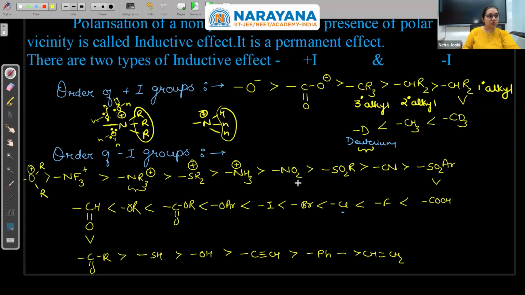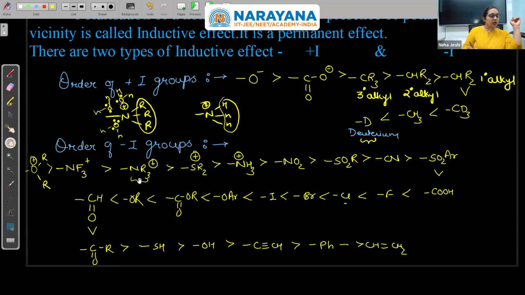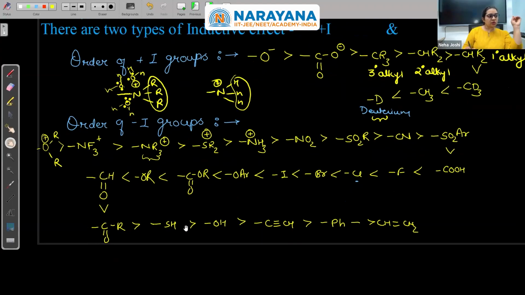Then comes the nitro, SO2R, cyano, SO2Ar. Ar means aryl; C6H5 you can put in place of Ar. Then comes COOH, fluorine, chlorine, bromine, iodine. OAr, COR, OR, aldehyde, ketone, SH, OH. Then comes the hydrocarbon part.